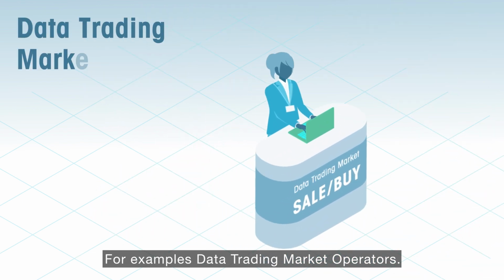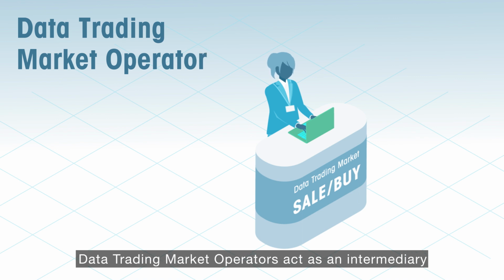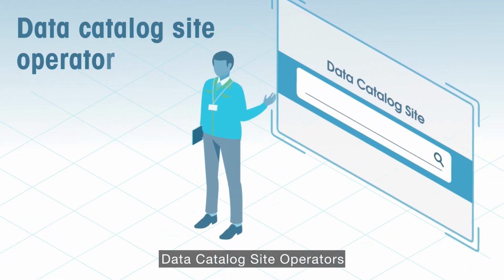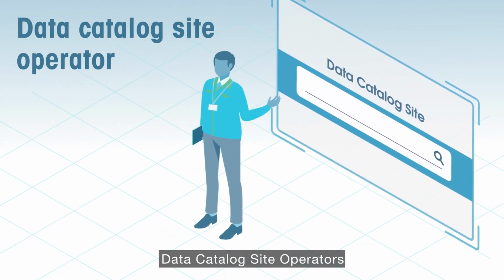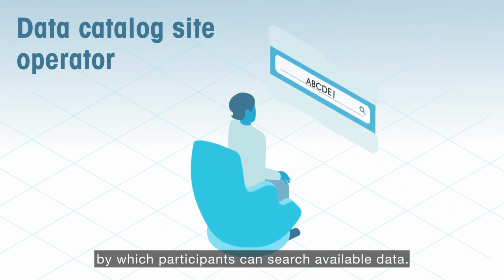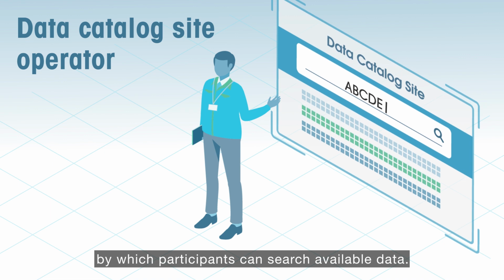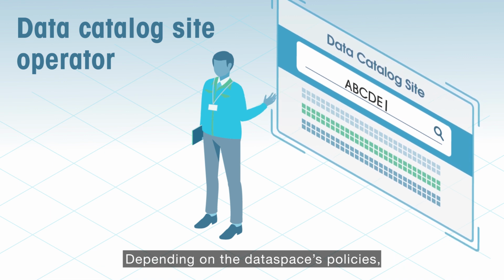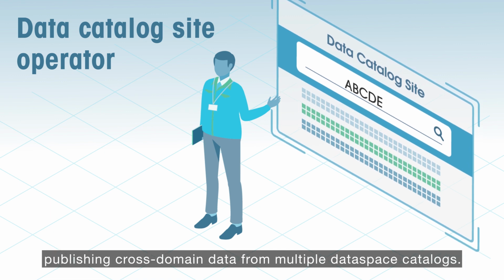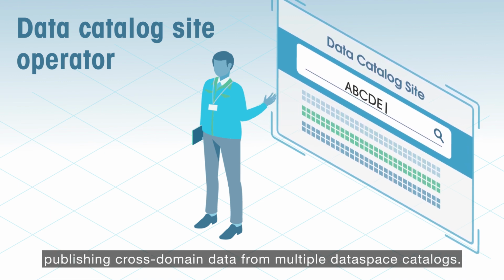Furthermore, other stakeholders called intermediators provide services to enforce data collaboration. For example, data trading market operators. Data trading market operators act as an intermediary between data senders and receivers to provide trading of the data to other assets. Data catalog site operators. Data catalog site operators offer a searching function by which participants can search available data. Depending on the data space's policies, there are also cases where they offer catalog sites publishing cross-domain data from multiple data space catalogs.